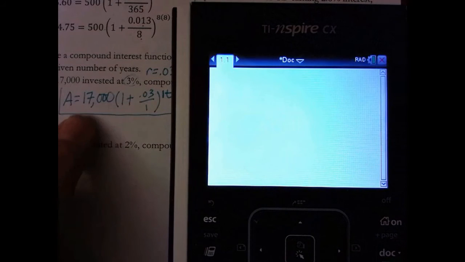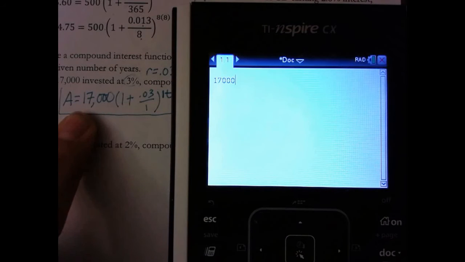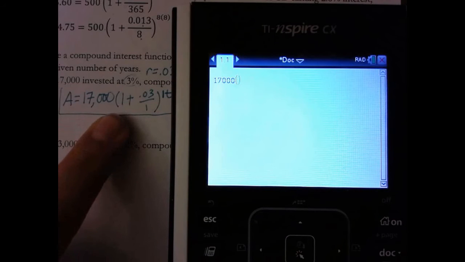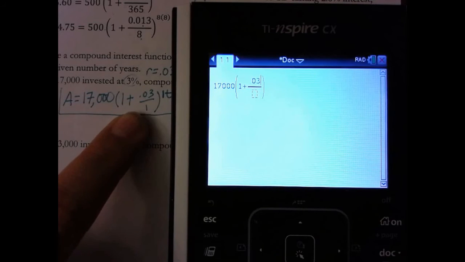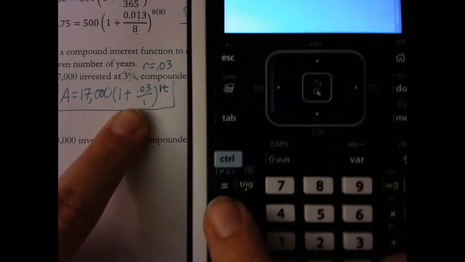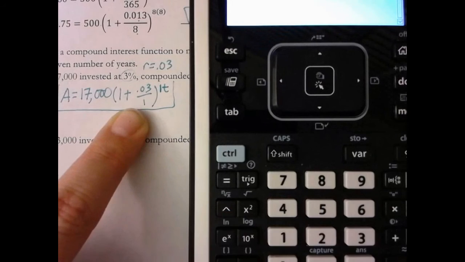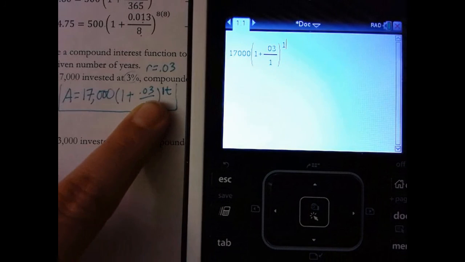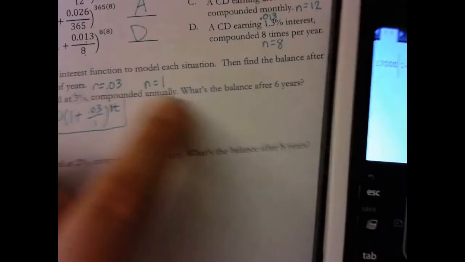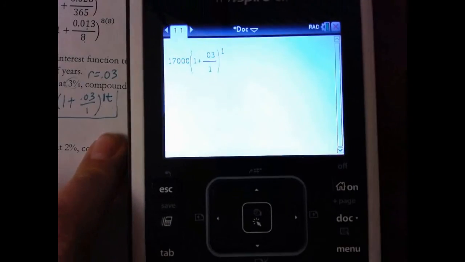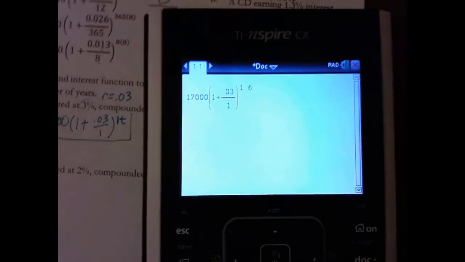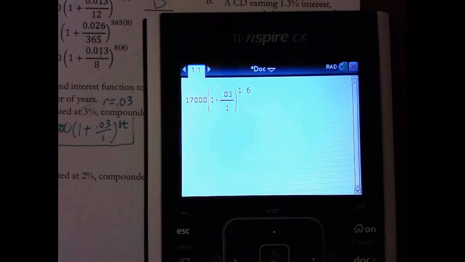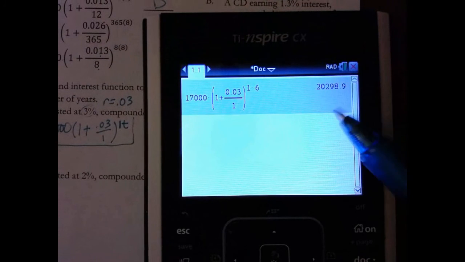We need a calculator. So I'm going to start with the 17,000. Then write it exactly like we have it. 1 plus, and remember, if we want to do a fraction like this, hit Control, then divide. Up top we need 0.03, and the bottom we need 1. And then to do that power, that little exponent, make sure to click on the caret. And we want 1 times T, but we know T needs to be 6. So I'm going to put in a 6. So this is what it should look like. Then just hit enter. All right, there's our answer right there.